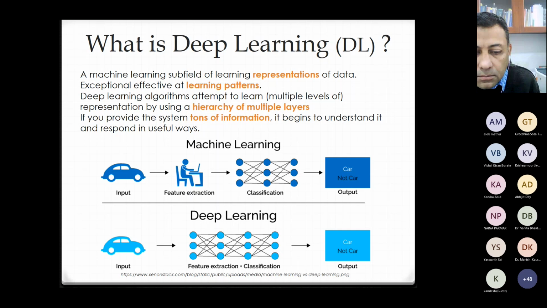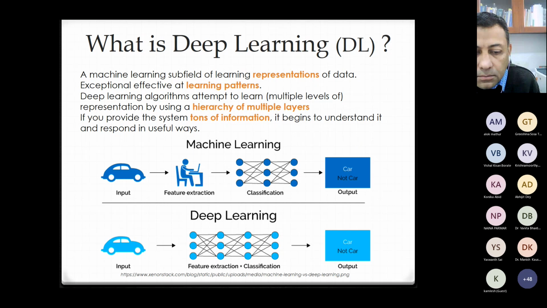Okay. But in machine learning, these things will not be available. Okay. As well as deep learning algorithms attempt to learn multiple levels of representation using a hierarchy of multiple levels. Okay. Layers, suppose there is only one layer to be implemented here. But in deep learning, we can say hierarchically multiple layers can represent the data. Okay, multiple layers to be implemented, and this implementation you will apply in deep learning. Okay, if you provide the system with a ton of information, it begins understanding it in a representative, useful way.